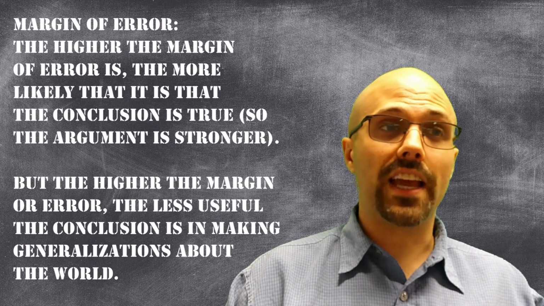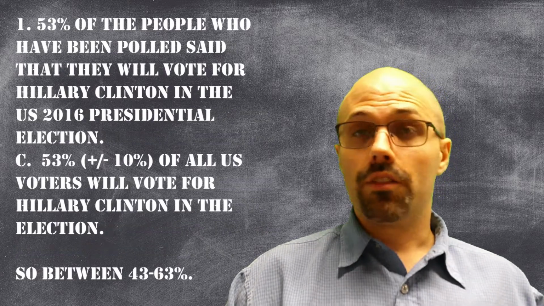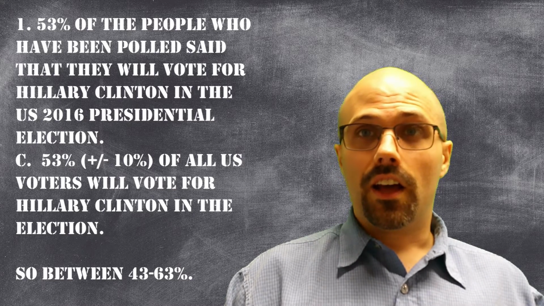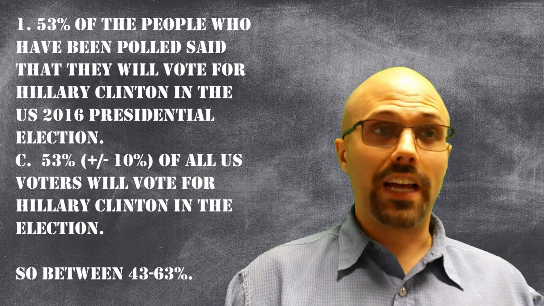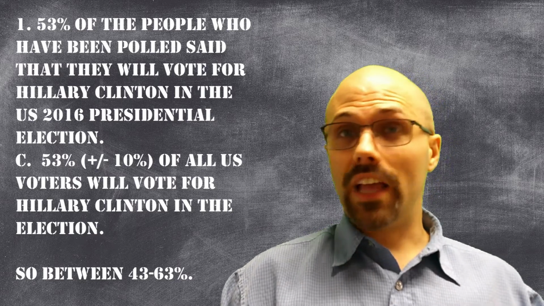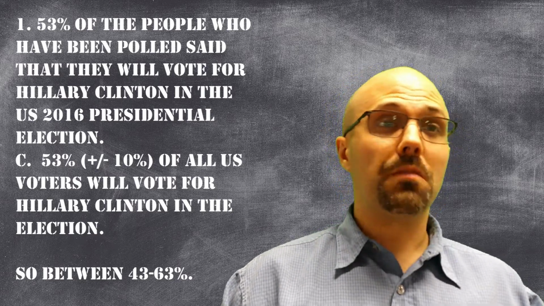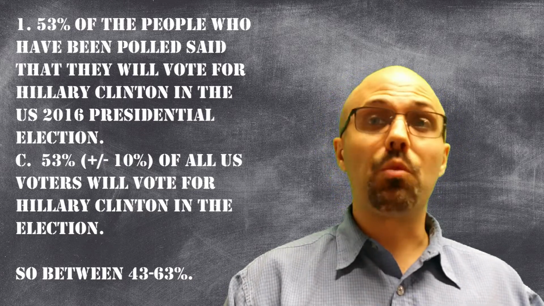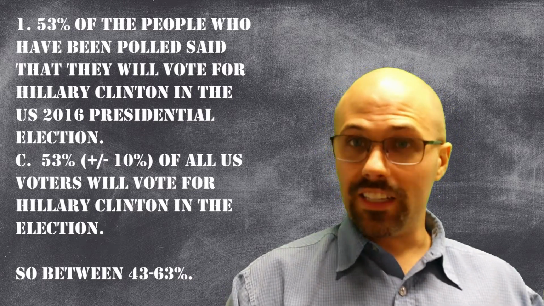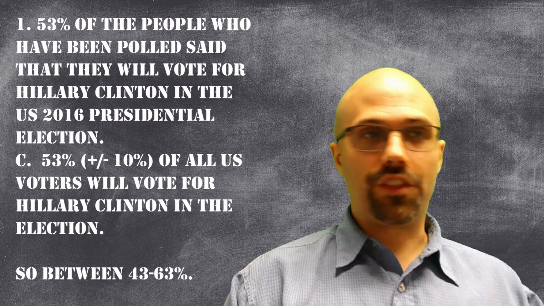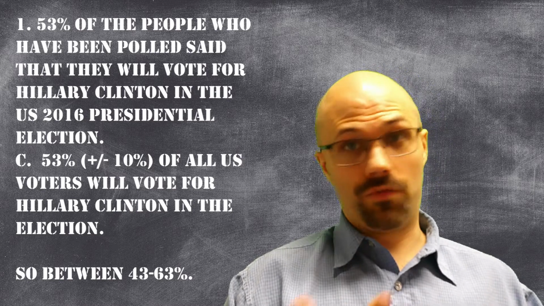So let's say instead of saying that the margin of error is plus or minus 3%, the same poll said that 53% of people intend to vote for Hillary Clinton, plus or minus 10%. Okay, well, that's a lot more likely to be true. It's a much larger margin of error. So the claim and the conclusion is a lot less precise. There's a lot more wiggle room for reality to fit within that enormous range, right? The range of 43% to 63%. It's a very large range.